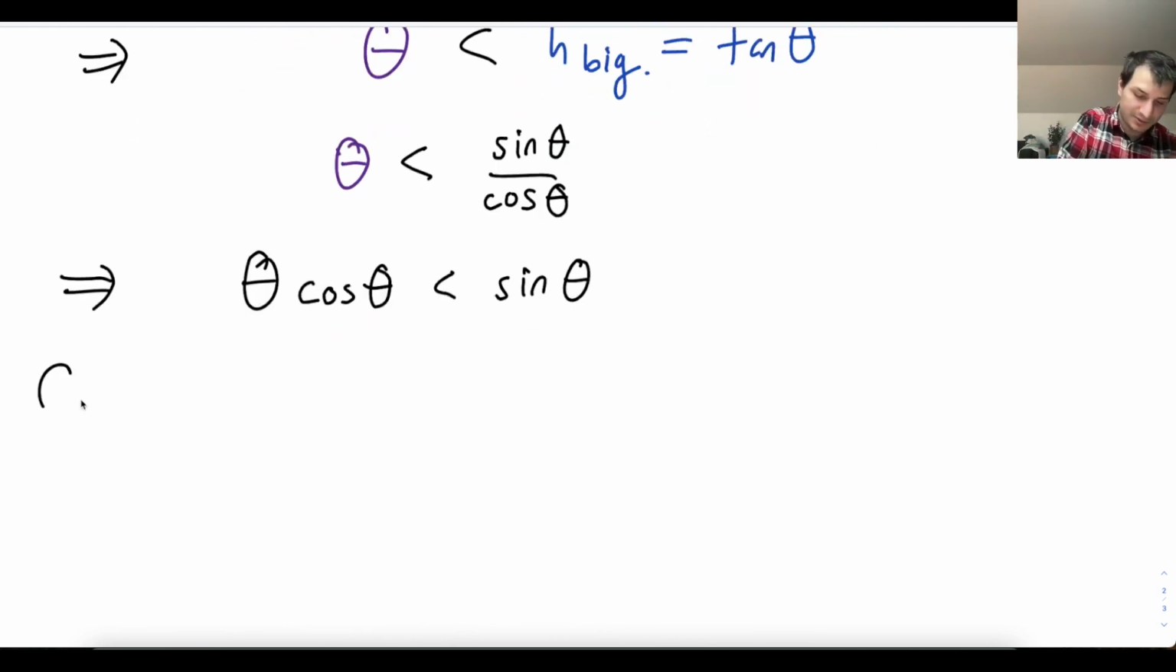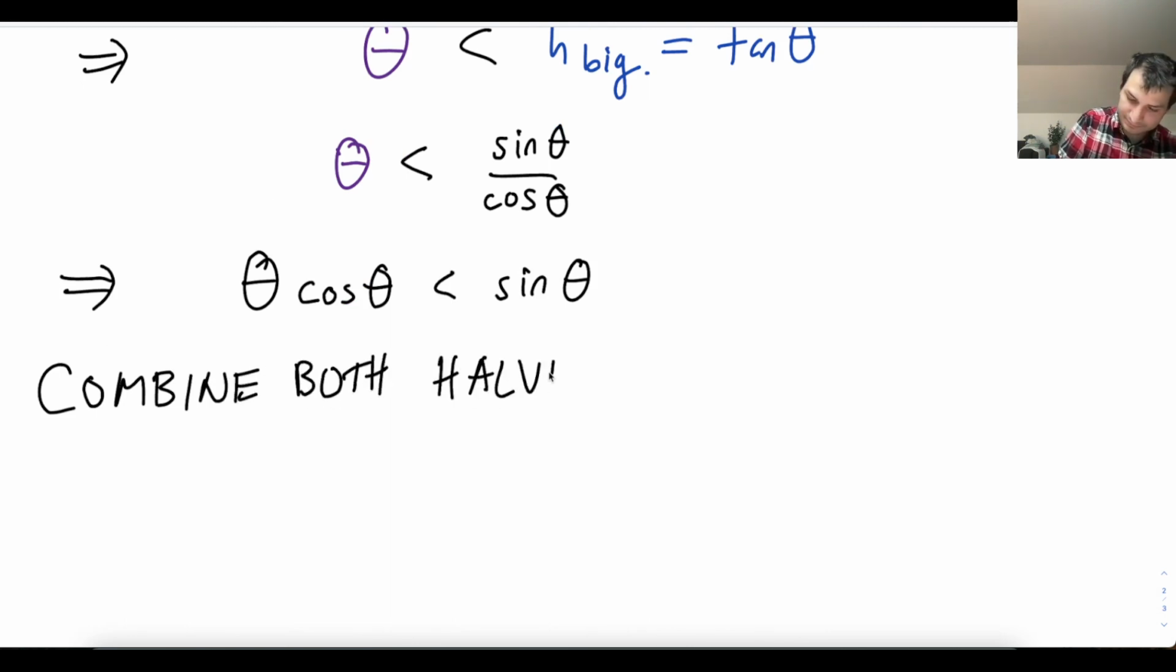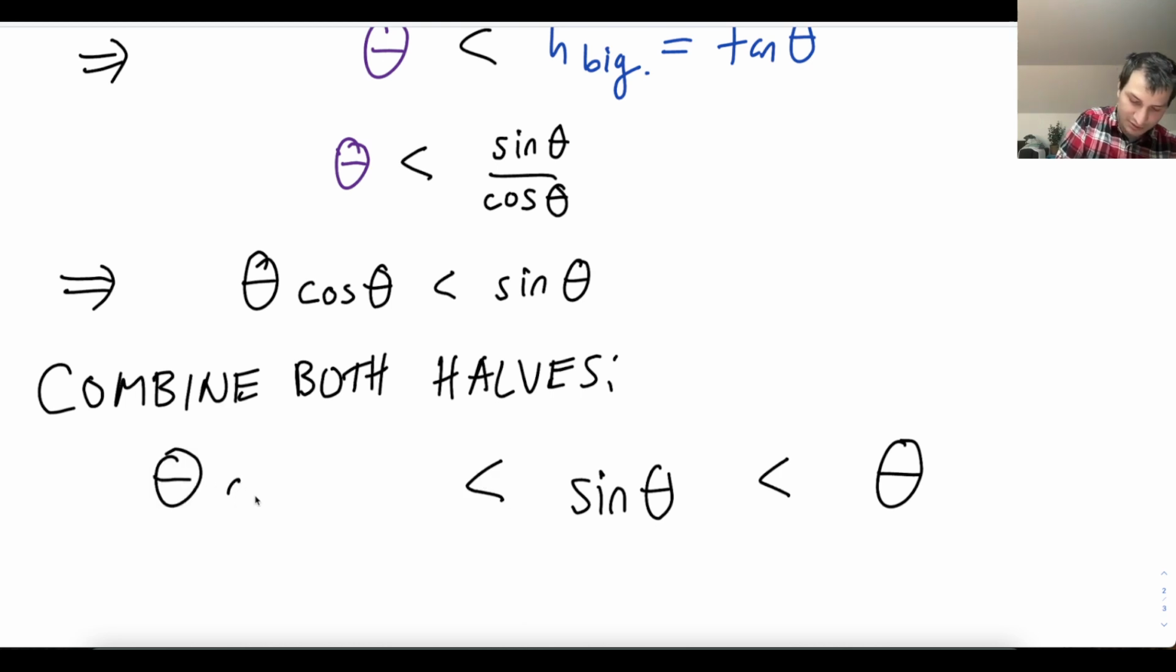So if we combine both halves, we get that the sine of theta is squeezed between two numbers, theta, and theta times the cosine of theta. And before I said we should try to get theta minus a little bit, this is actually theta times a little bit. The cosine of theta is always between 0 and 1. It's always a little bit less than 1, even for really tiny angles. And so this is theta times a number that is smaller than 1. That's a little bit less than theta.